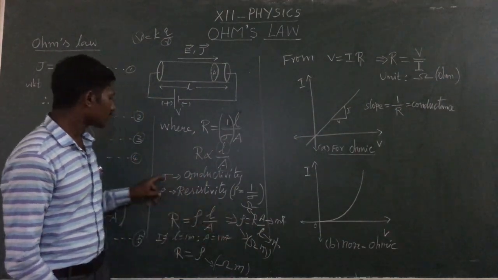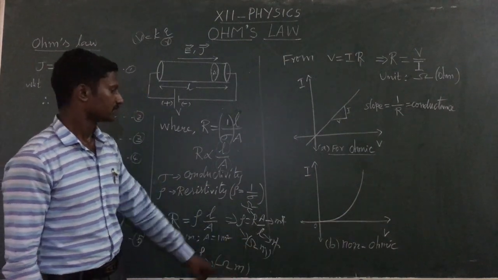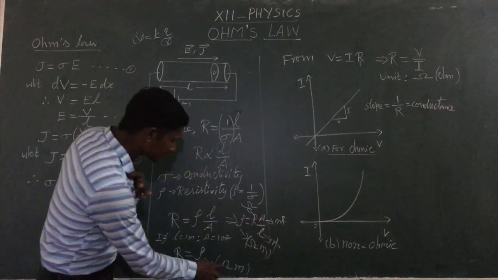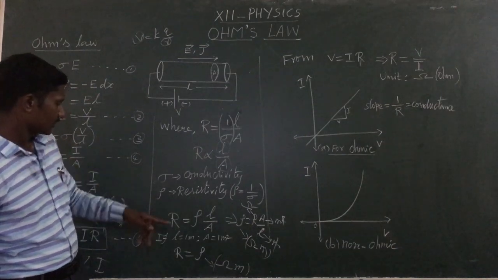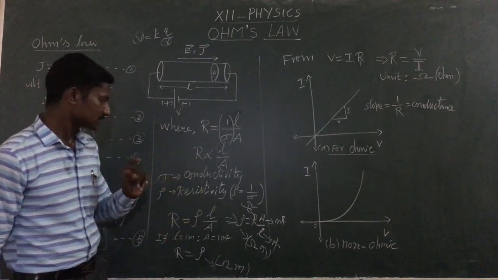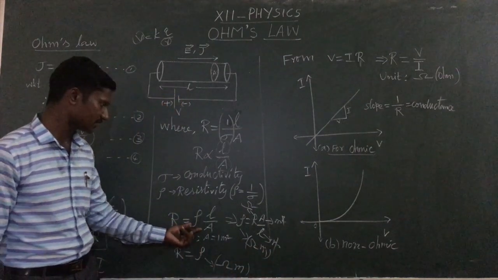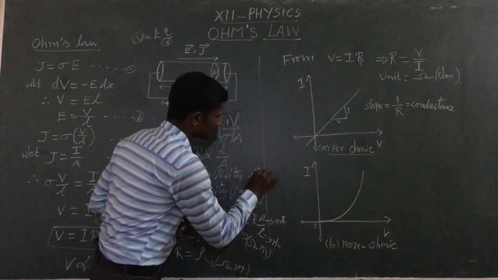For conductivity, its unit is the reciprocal of resistivity. Therefore it is per ohm meter, isn't it? So its unit is per ohm per meter. Last class we discussed that one. So ohm meter is the unit of resistivity, then the conductivity unit is per ohm per meter.